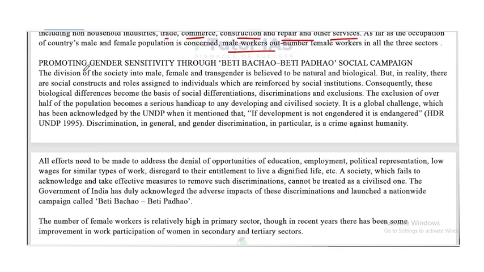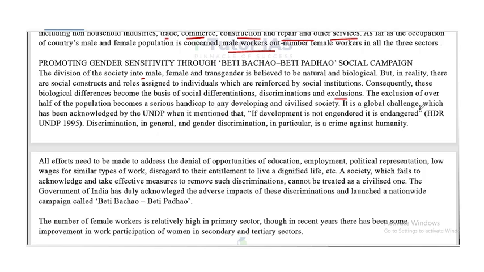Now, promoting gender sensitivity through the Beti Bachao Beti Padhao social campaign. The division of the society into male, female, and transgender is believed to be natural and biological. But in reality, there are social constructs and roles assigned to individuals which are reinforced by social institutions. Consequently, these biological differences become the basis of social differentiations, discrimination, and exclusion. The exclusion of over half of the population becomes a serious handicap to any developing and civilized society.